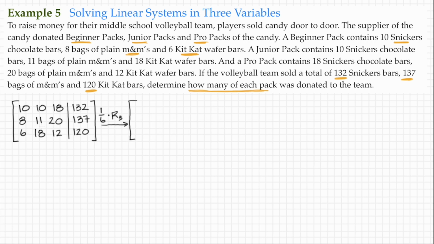So if I take 6 times 1/6, there's 1. 18 times 1/6, that's 3. 12 times 1/6, that's 2. Bring down my vertical bar. 120, 1/6 of 120 is 20. Close it off and fill in the rest of my elements. 10, 10, 18, then 132, 8, 11, 20, and then 137.